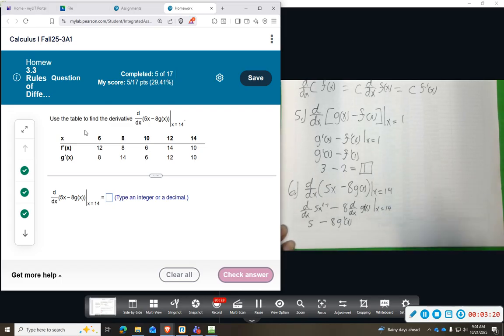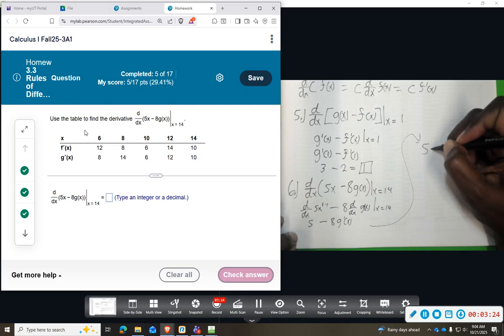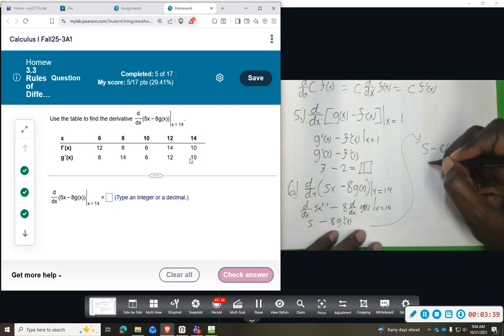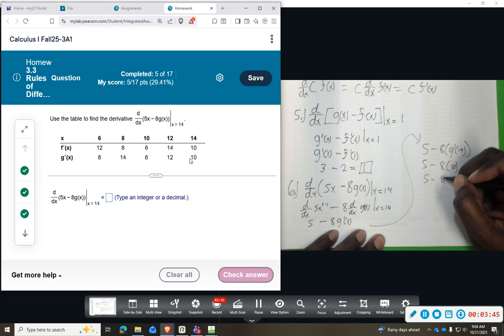Sorry. So I'm going to come over here. I'm going to say 5 minus 8 times g prime of 14. So g prime of 14 is going to give us 10. So this is 5 minus 8 times 10. 5 minus 80 gives us a negative 75.